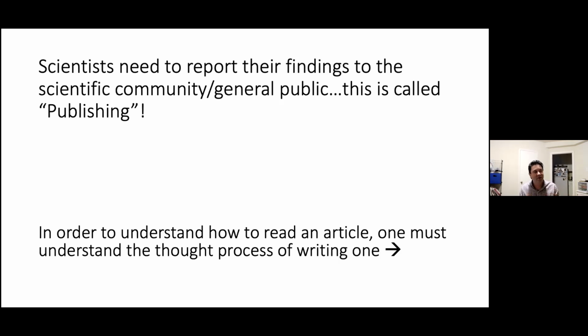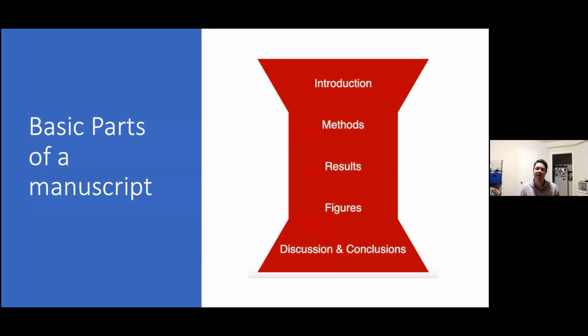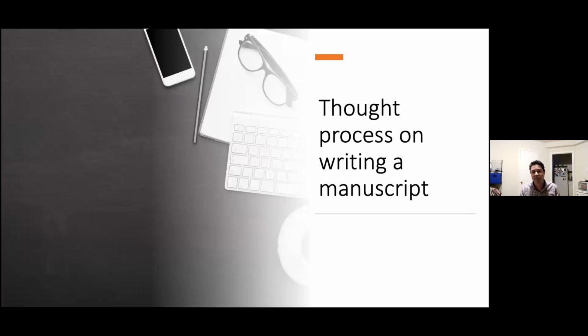So I want to, sort of, before we go into how to diagnose a scientific manuscript, let's look at it from a slightly different perspective. And we'll talk about that now. So in order to understand how to read one, let's talk about the thought process of actually writing one. So you can see it from a different perspective. And the basic parts are an introduction, methods, results, figures, discussion, and conclusions. And all of you are familiar with these.